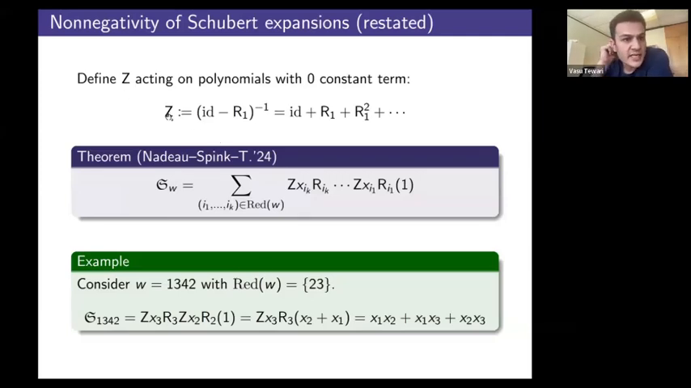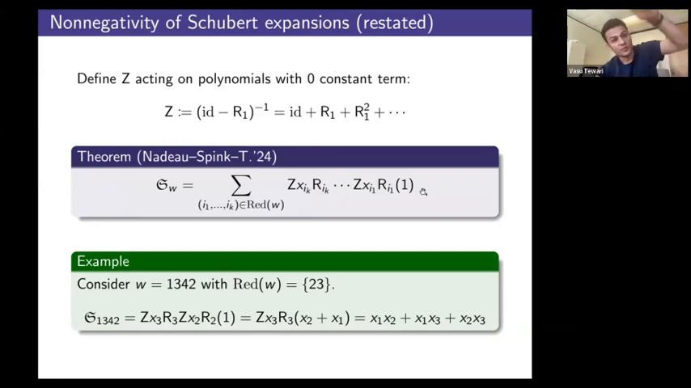Take the operator Z on polynomials with 0 constant term. It takes the identity, shoves in a 0 in the first coordinate, shoves in 2 zeros, and does this. Notice that R1 is nilpotent, so this is a finite thing. And then the Schubert polynomial is a sum over reduced words of these ZXR operations.